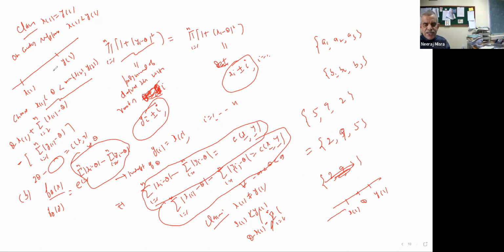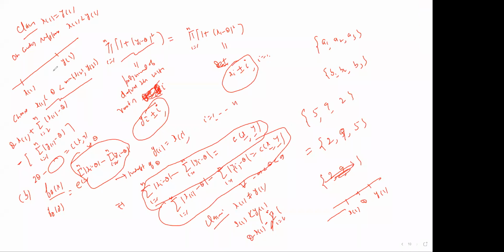Then you can show that x2 is the same as y2, and recursively you can show that x1, x2, ..., xn is the same as y1, y2, ..., yn. Is that okay, clear? Just try to see it, and if you work it out on your own, it will be much clearer.